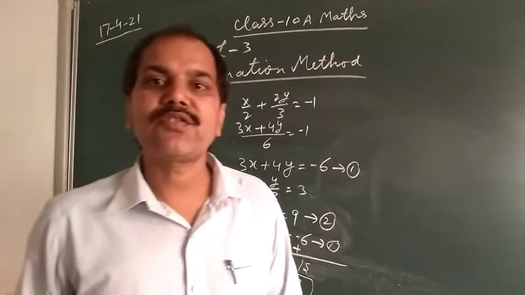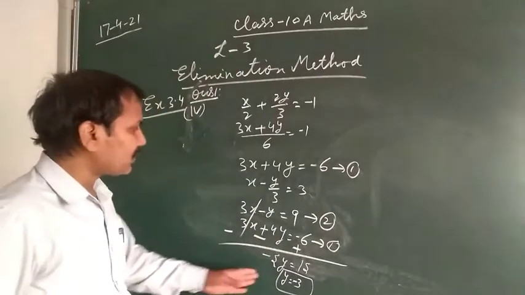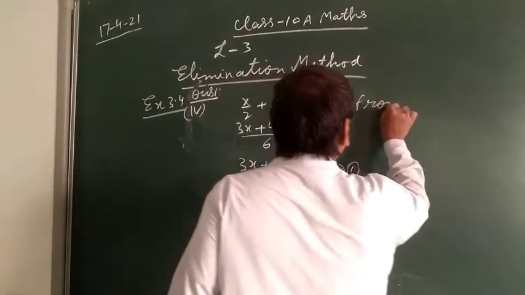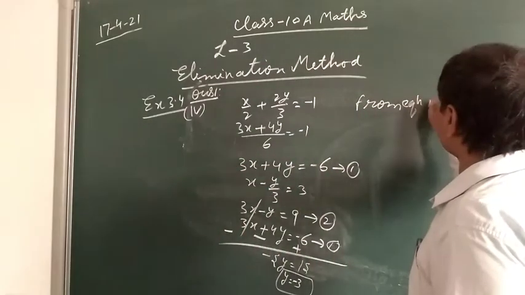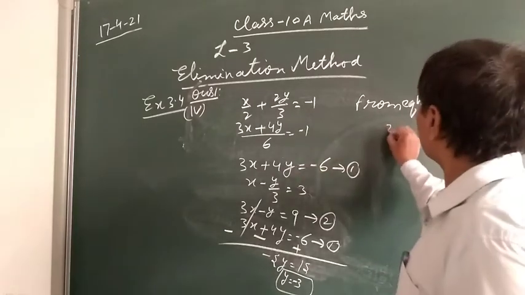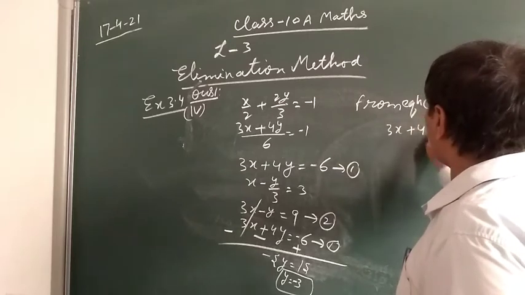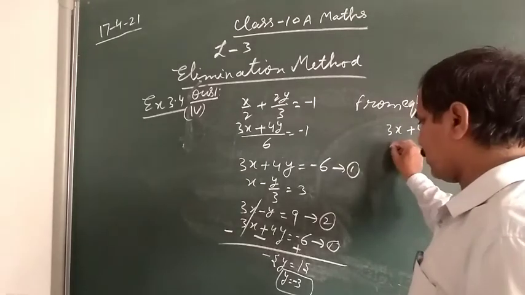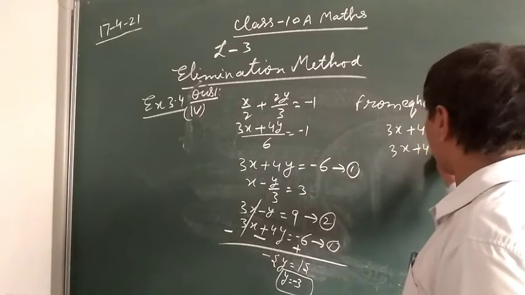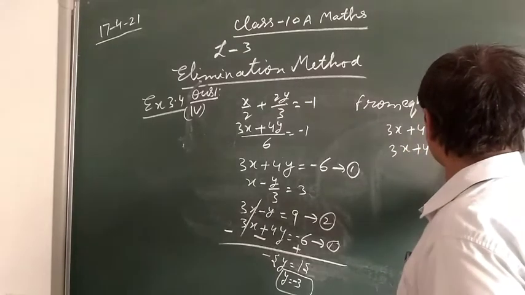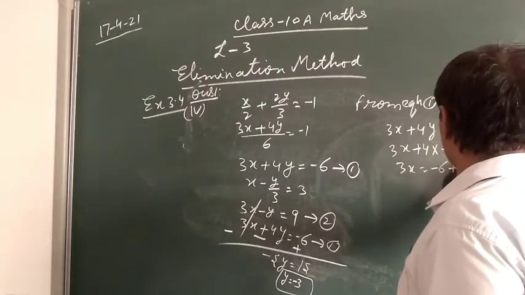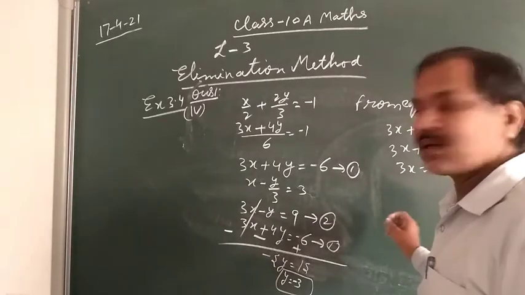So y is equal to minus 3, then putting the y value in any equation, first or second. So from equation 1 we get 3x plus 4y is equal to minus 6. So 3x you have to find, plus 4y, which is minus 12, is equal to minus 6. So 3x is equal to minus 6 plus 12, so 6. Clear?